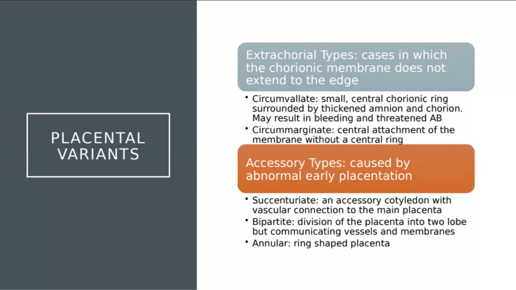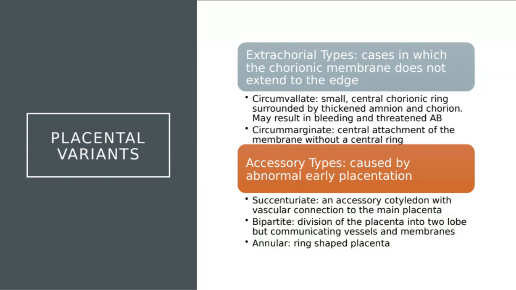So a circummarginate is, again, a central attachment of the membrane without a central ring. So now we don't really have this ring around the membrane that's kind of holding it into place, and that can cause it to weaken a little bit. But for the most part, if the placenta is functioning properly and it's not really having to work overtime in response to stress, these placental variations will be okay.